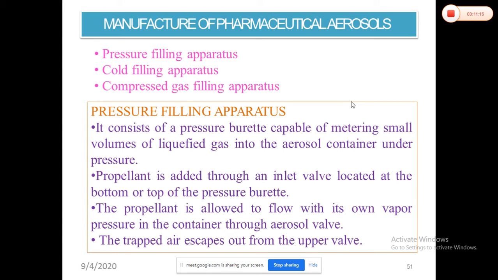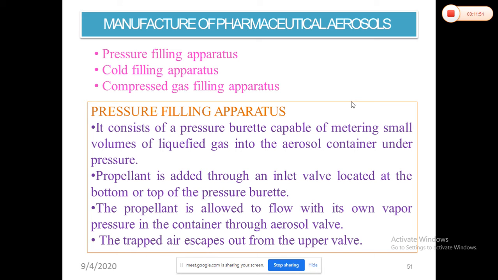through the aerosol valve. So there are two systems. One, there is a piston that they have attached, and second, the propellant is allowed to flow with its own vapor pressure. The vapor pressure is high as compared to the other pressure, so utilizing that pressure, the propellant is allowed to flow and is inserted into the can. Then the trapped air is exhaled out from the upper wall. As we have discussed, there is a lower wall and an upper wall.